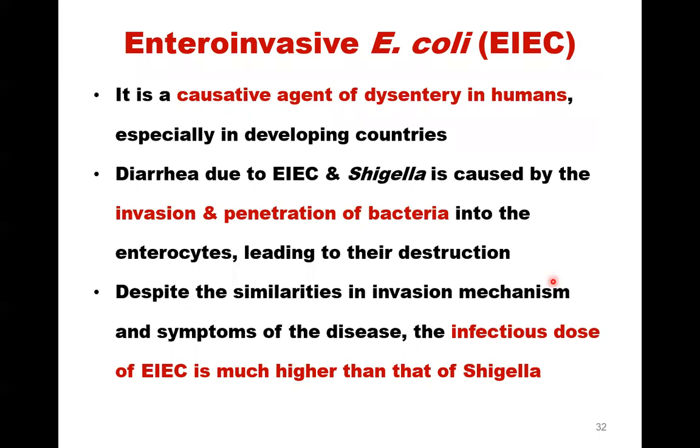We have enteroinvasive E. coli. And because it's invasive, we know that the patient will present with bloody diarrhea. So it's a causative agent of dysentery in humans. The diarrhea due to enteroinvasive E. coli and Shigella is caused by the invasion and penetration of bacteria into enterocytes, leading to their destruction.